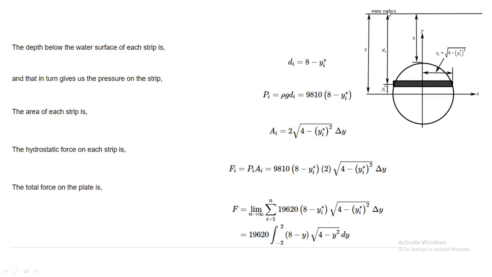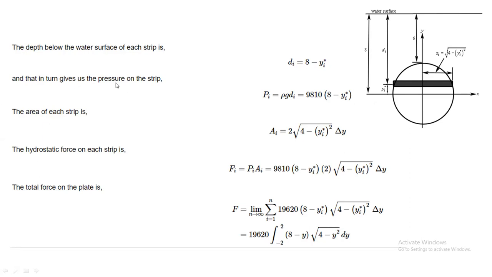So if you want to represent the depth below the water surface of any of the strips that you will draw, this depth here, d sub I, would be dependent on the y sub I. The y sub I is measured from the center of your circular plate. So your 8 minus y sub I is the distance in which this strip is submerged in water. We're referring to the distance of this particular strip from the water surface since it is submerged. So the depth below the water surface of each strip is 8 minus y sub I asterisk.